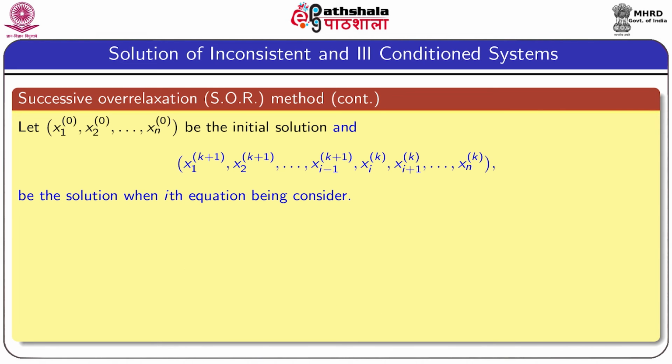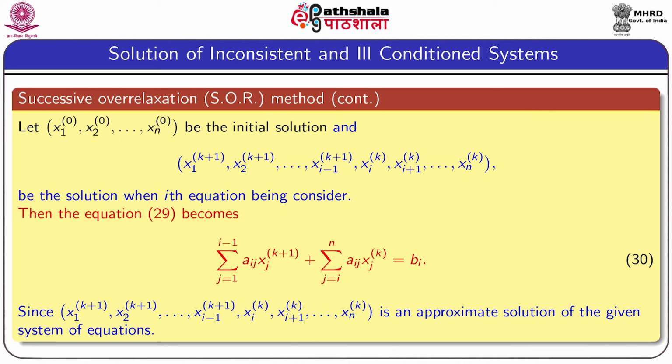Let x1 0, x2 0 up to xn 0 be the initial solution of the given system of equations, and x1 k plus 1, x2 k plus 1 up to x i minus 1 k plus 1, xi k, x i plus 1 k up to xn k be the solution when the ith equation is being considered.